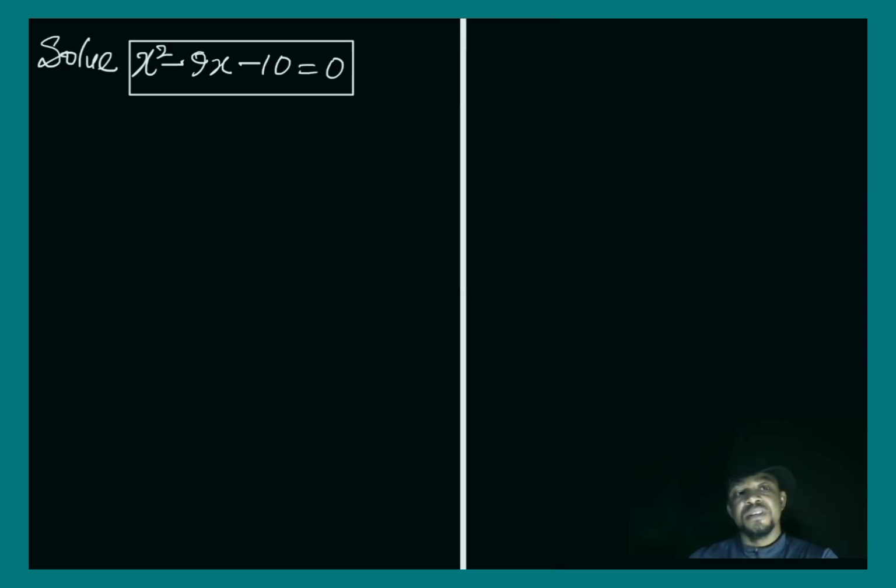Hi everyone. To solve the problem we have on the board, I need to factorize this first. Then, factorizing this first, I need to multiply the first term with the last term. So I have negative 10x squared.